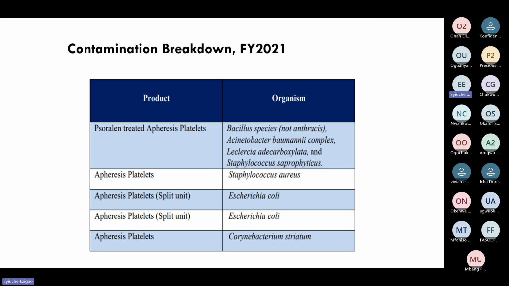Okay, by 2021, breakdown of products and organisms that contaminate them. We have treated apheresis platelets being contaminated by these organisms: Bacillus species, Staphylococcus saprophyticus; apheresis platelets contaminated by Staphylococcus aureus; apheresis platelet split units contaminated by Escherichia coli; and apheresis platelets contaminated by Corynebacterium striatum. So different organisms contaminate some of the blood products that we use.